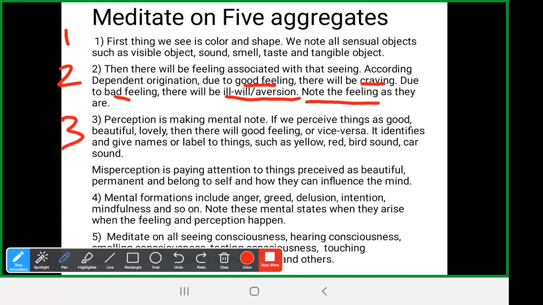Then the third aggregate, we call it perception. The meaning of perception is not easy to understand, but it's kind of giving a label or name, just to make a mental note. For example, from very far you notice it's a yellow color. When you see something, you notice it's a red flower. Or when you hear something, you say this is a bird sound, it's a car sound. This means it's always trying to give a label or name. That's the work of the third aggregate, perception.